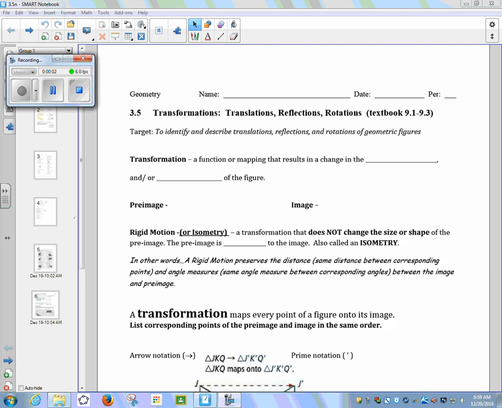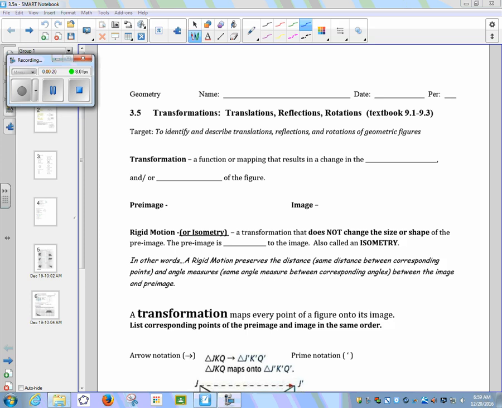Hi, this is Mrs. Myers, and we are going to start talking about transformations. There are three transformations in today's lesson: translations, reflections, and rotations. A transformation is just a change in a figure.